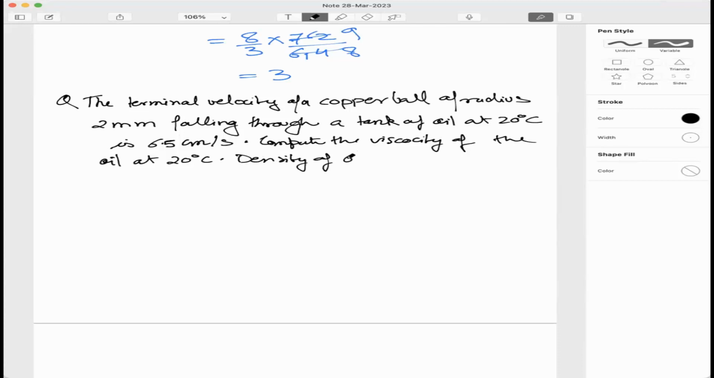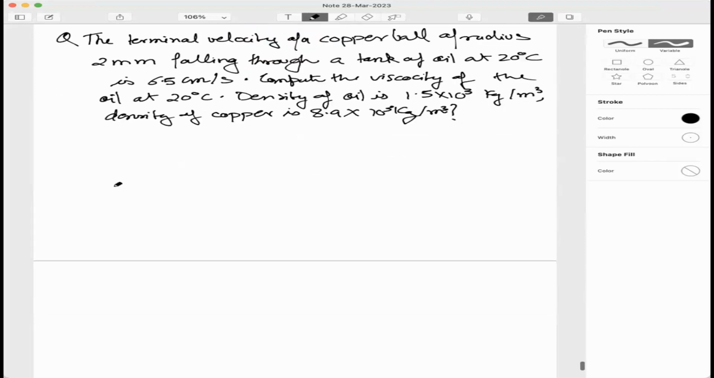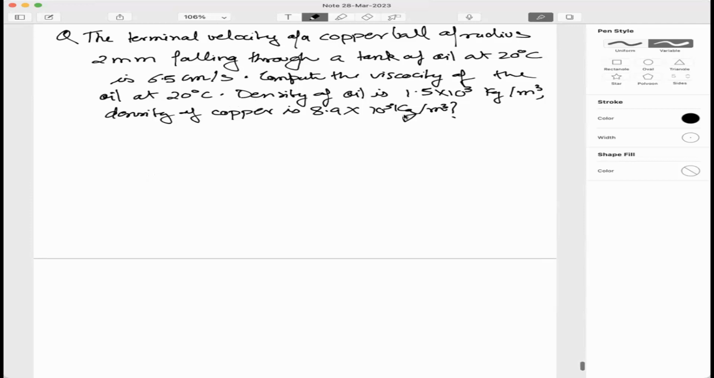Density of oil is 1.5 into 10 to the power 3 kg per meter cube. Density of copper is 8.9 into 10 to the power 3 kg per meter cube. Okay. So we need to find out the viscosity.